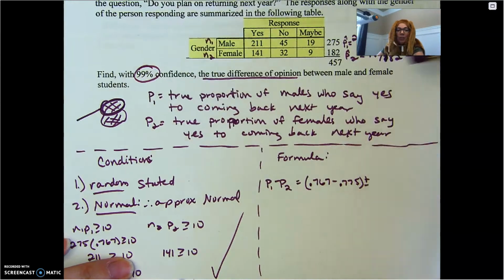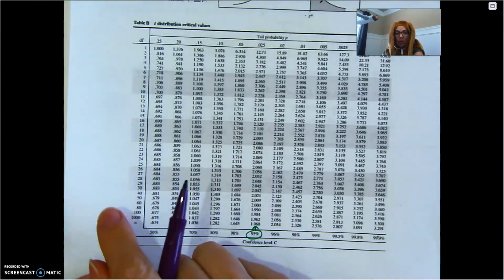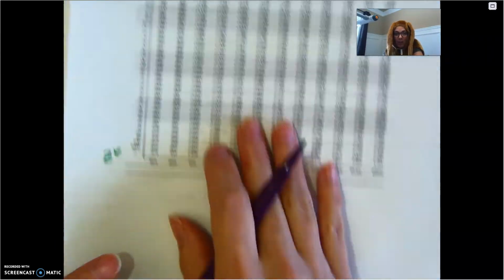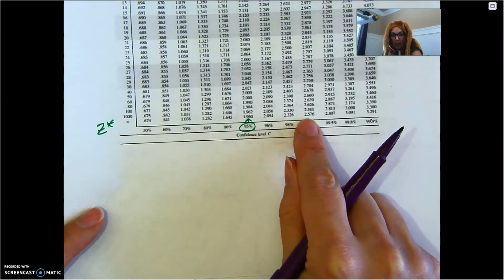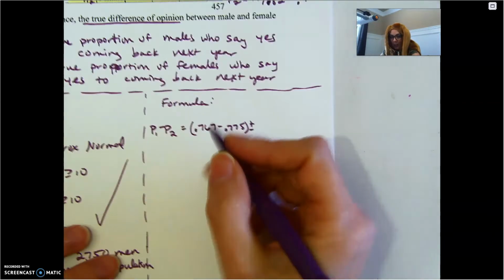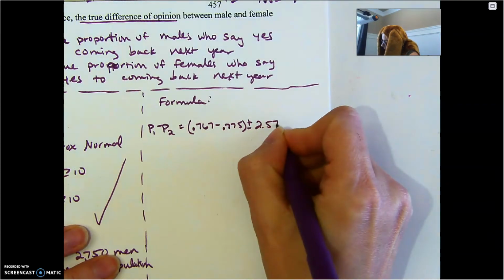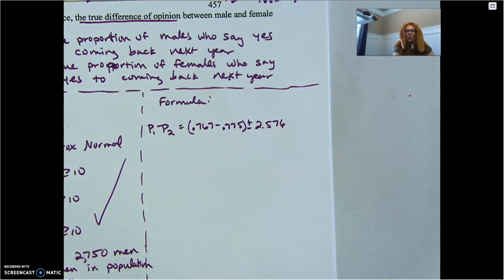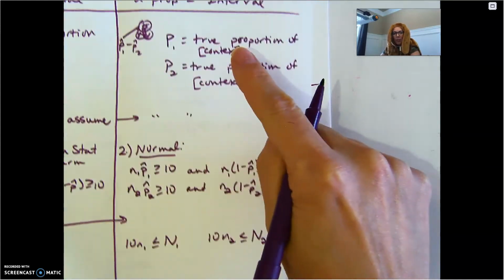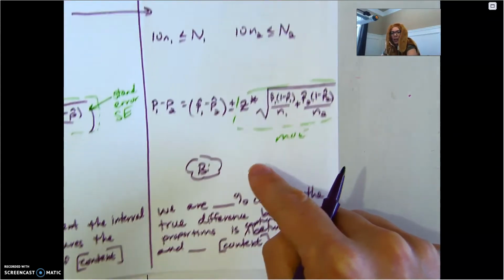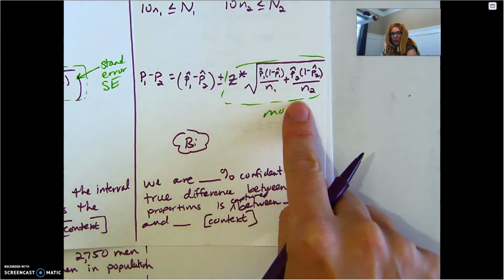And, this one's a little different: 99% confidence. So if you look up your z-star on this table, z-star for 99% is 2.576. And if you're confused on what I'm doing, I'm just here on this graphic organizer. We went through our checks, and now I'm here in the formula zone.